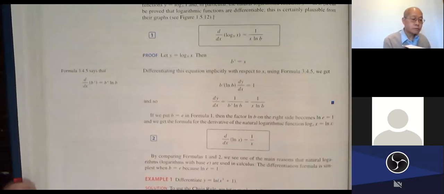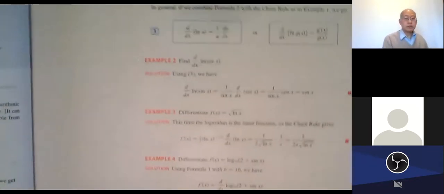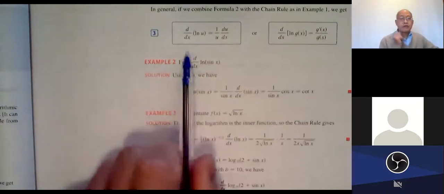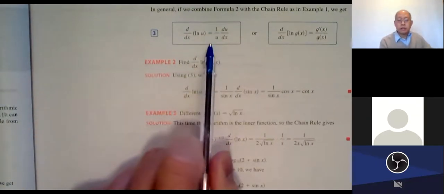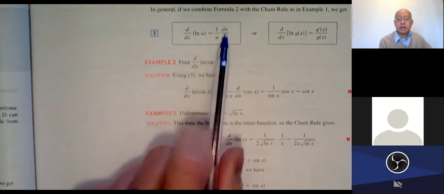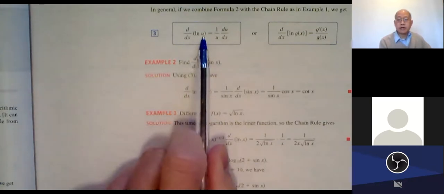Okay. And there's the chain rule also, and I'll show you how the chain rule works. If you want to differentiate ln of u, you go 1 over u, and then times du dx, the derivative of this inside function.